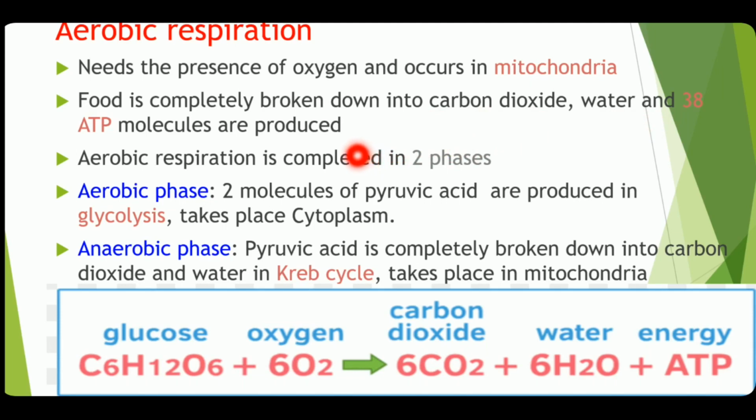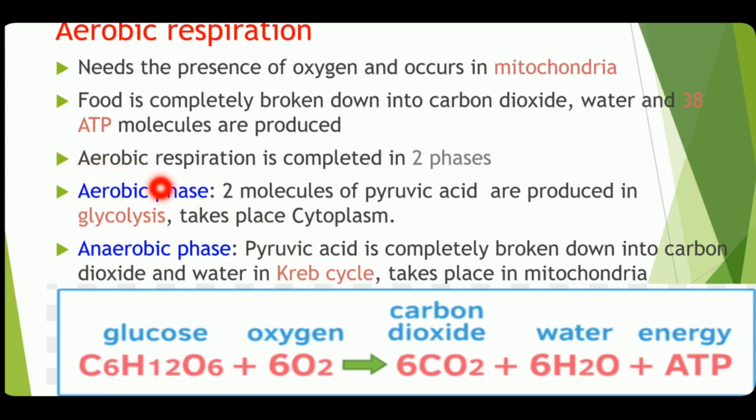Along with that, it is highly efficient in comparison to anaerobic respiration, and that's why it releases 38 ATP molecules. It is called efficient because in anaerobic respiration only 2 ATP molecules are produced, but here 38 ATPs are produced by one glucose molecule. And this aerobic respiration is completed in two phases. What are these phases? They are familiar to us, because we know aerobic and anaerobic. So the first one is called the aerobic phase and the second one is called the anaerobic phase.